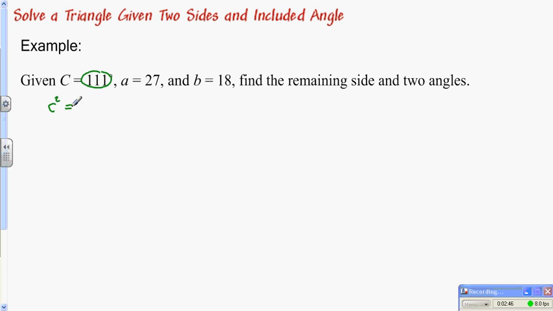Now again, I mentioned if C is on the left side, then you have A squared plus B squared on the right side, minus 2 times A times B times cosine of the angle C, since side C is on the left side. We can do this formula then and say 27 squared plus 18 squared minus 2 times A times B times cosine of angle C.